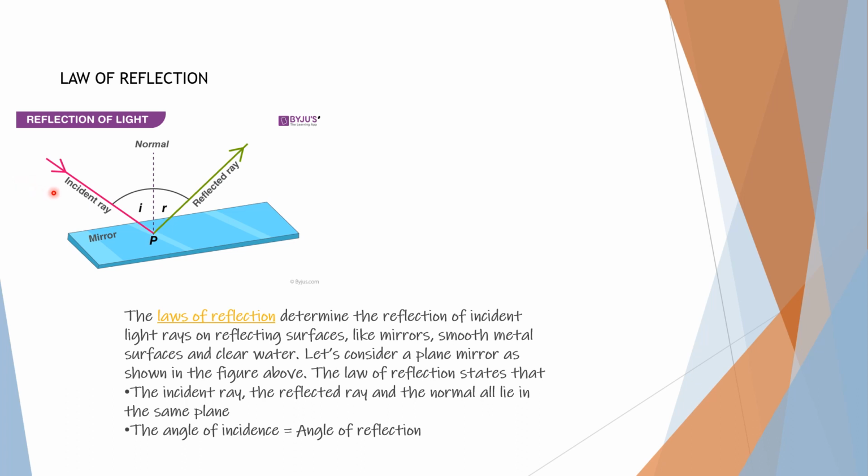The law of reflection states that the angle of incidence is equal to the angle of reflection. Here, the incident ray is the ray of light which strikes the mirror, and the reflected ray is the reflected light which bounces back from the mirror. So, the angle formed by the incident ray and the angle formed by the reflected ray are equal.